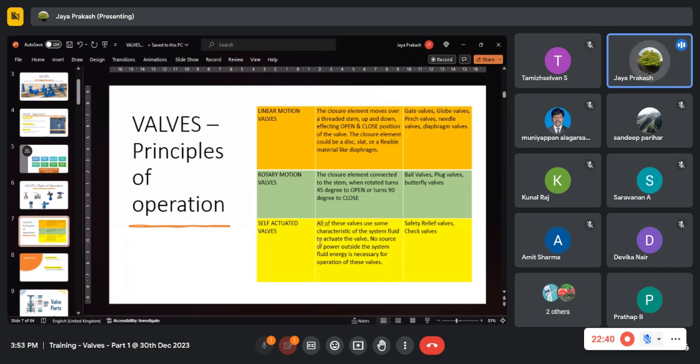Self-actuated valves, as you know, the safety relief valve and pressure relief valve, don't require any motion. They open automatically, self-actuated. In check valves, the closure element will automatically open when the flow is there. When the flow is not there, it will automatically close, thus preventing reverse flow. So these are the three types of principles of operation.